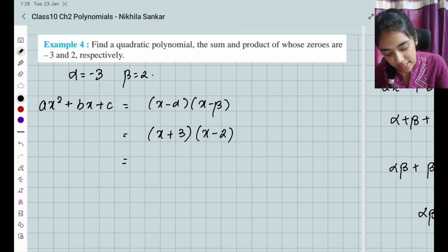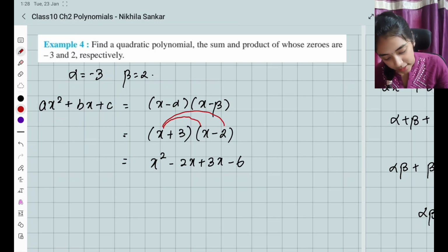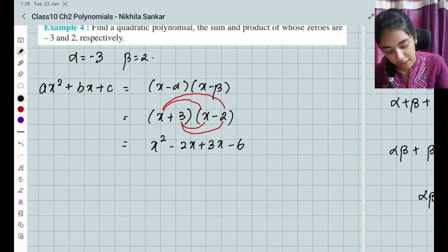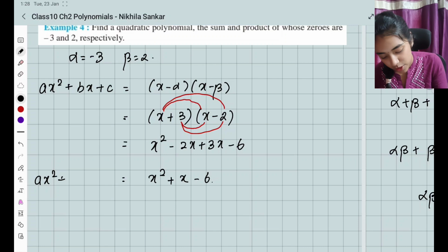Now when I multiply this, I have x square minus 2x plus 3x minus 6. You know how to multiply it inside. You have x into x, x into minus 2, then you have 3x, then 3 into minus 2. Okay, so this is how you multiply. So this is going to be x square plus x, since minus 2x plus 3x is going to be plus x, minus 6. So this is going to be the quadratic polynomial that they are asking for.